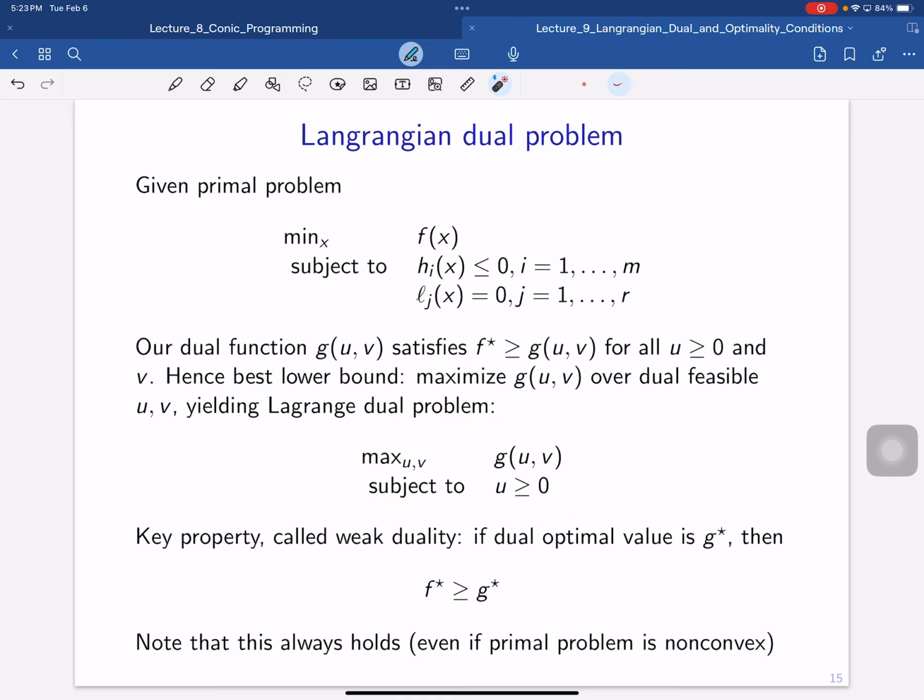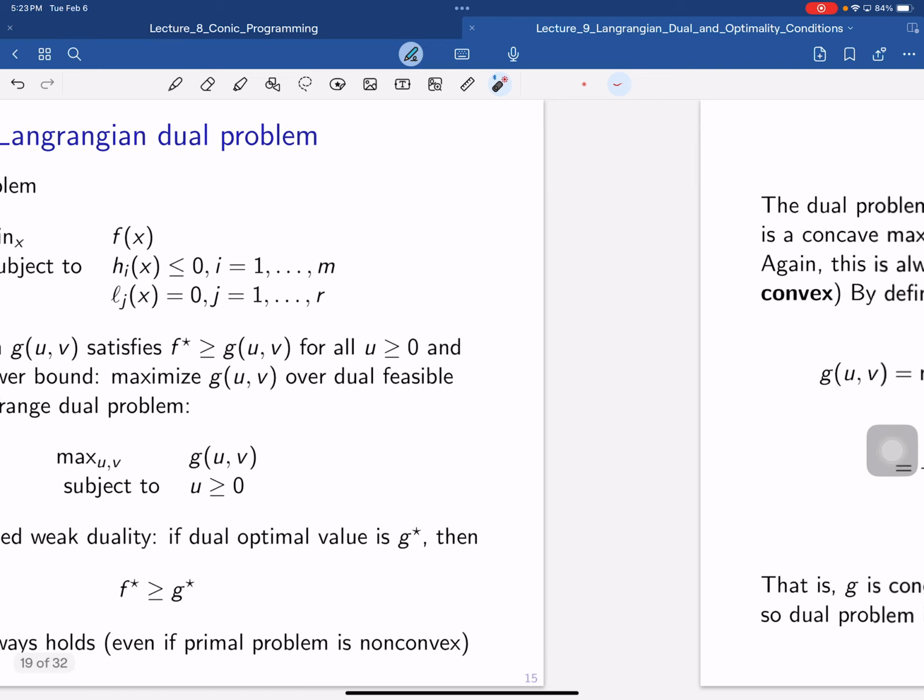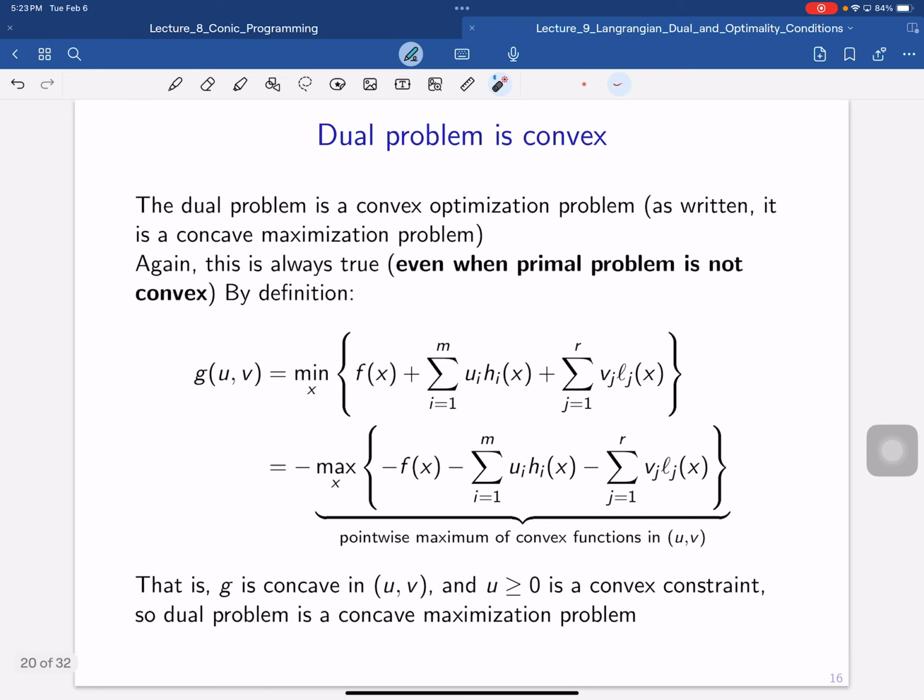For QCQP, this problem is an SDP, as we just showed. And the key property we have is weak duality. The dual optimal value, let's assume, is G star. Then it is always a lower bound for the primal problem. Note that this lower bound always holds, even if the primal problem is non-convex. We did not use anything related to convexity in this derivation. So now we are going to show that this dual problem is a convex problem.